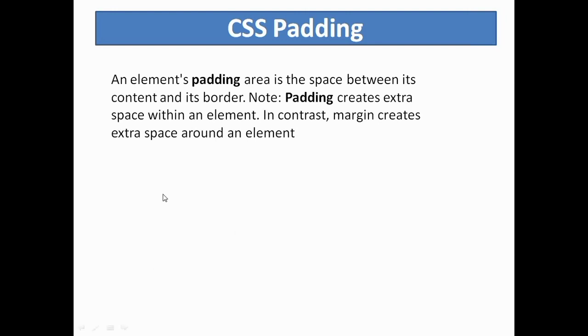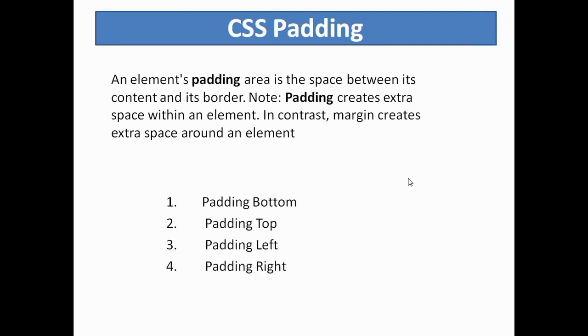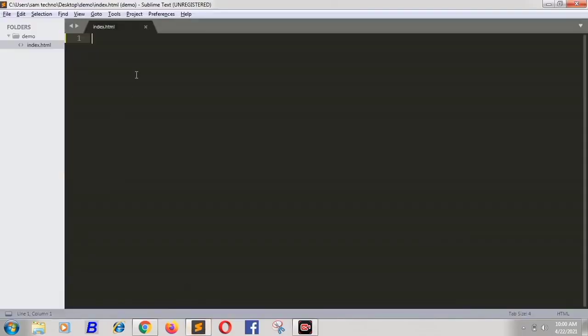So there are mainly 4 types of CSS padding when you use it in website designing, etc. First is padding bottom, padding top, padding left, and padding right. And in this video, I'll teach you 2 more things, shorthand padding and custom padding. So let's start. So friends, this is our code editor and this is blank.